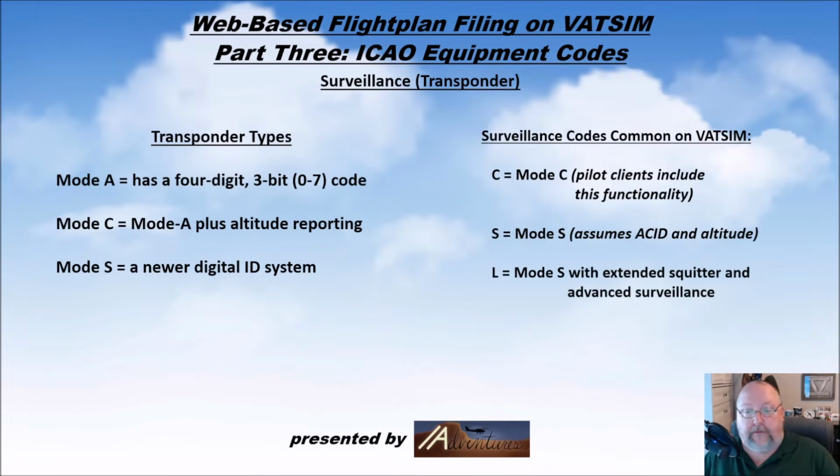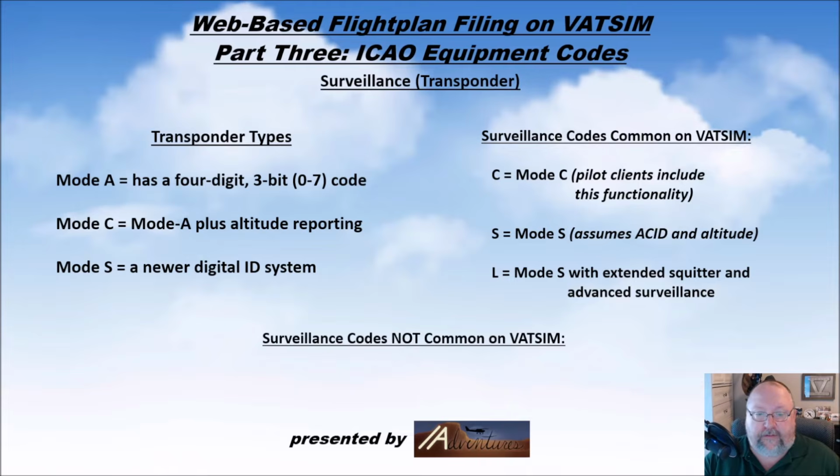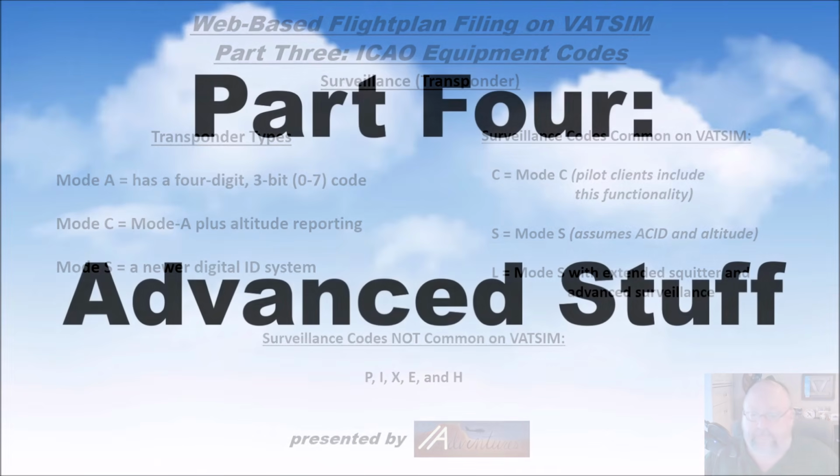And then L is your Mode S with some extended squitter, and I'm not even going to go into what an extended squitter and advanced surveillance is. But again, we're at the point now where most modern airliners do have this equipment, so most of the time you're going to put an L there if you were a modern airliner. Less common codes are exactly what I was just saying, which is that these are the letters that represent that you have Mode S, but you don't have aircraft ID, or you don't have altitude reporting, you've got one or the other, or you have neither, blah, blah, blah. Those letters are really not that common, but there they are in case you want to dive into them.